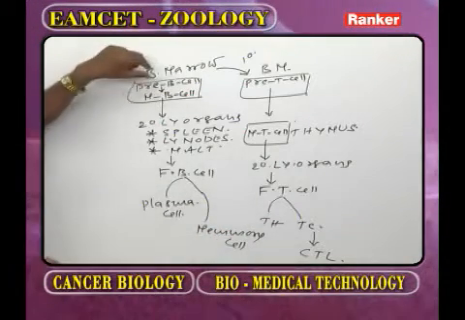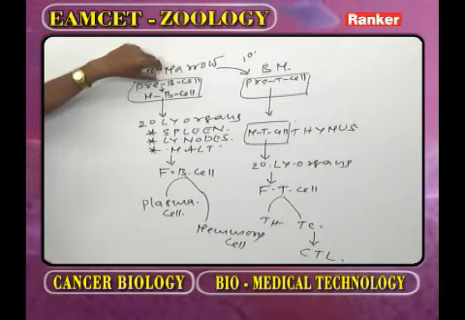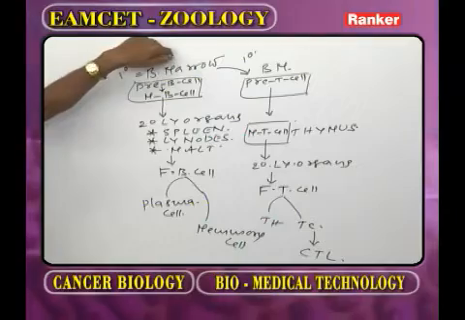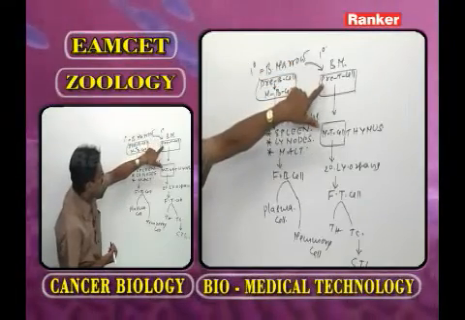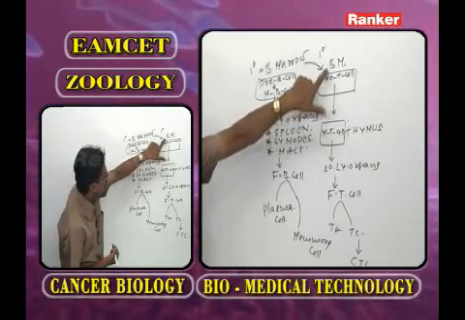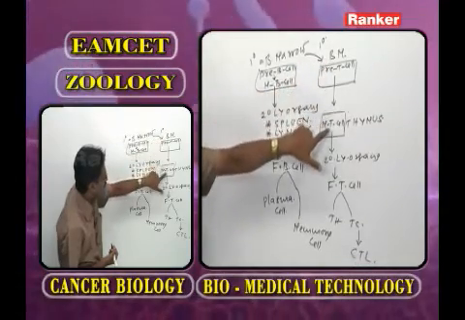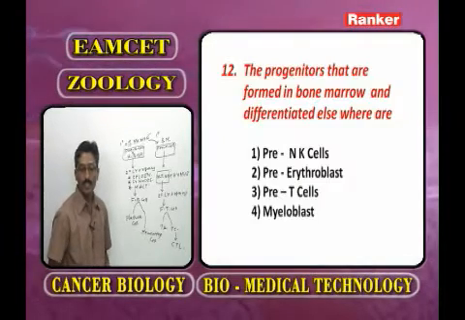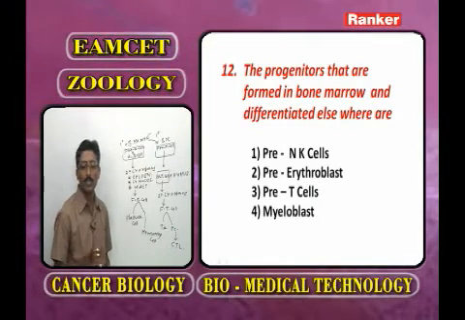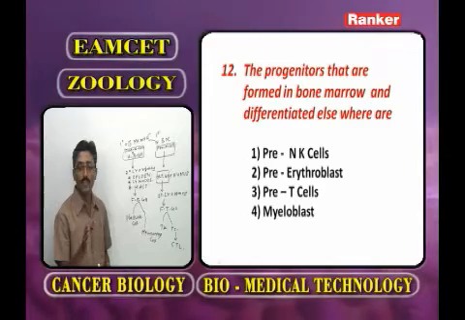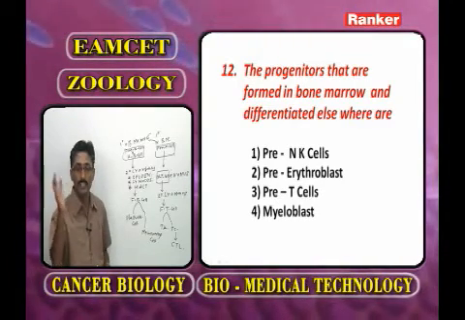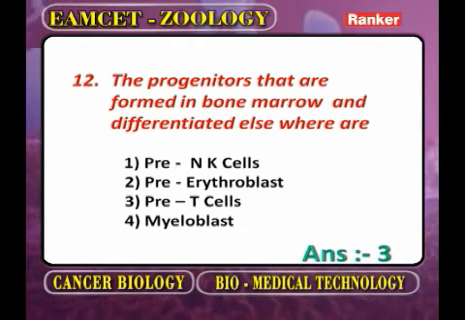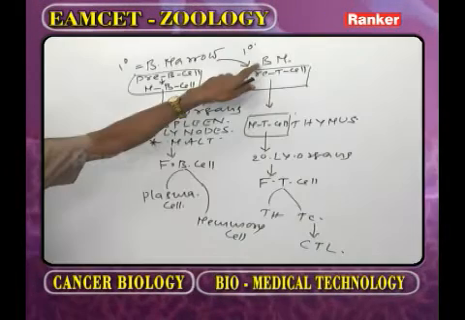Okay. Now as we observe, the pre-B cell becomes the mature B cell in the bone marrow itself. What about the T cell? The pre-T cell develops in the bone marrow, but it becomes the mature T cell in the thymus, not in the bone marrow. So you observe the question: the progenitors that are formed in the bone marrow and undergo differentiation elsewhere, the answer is the pre-T cell.